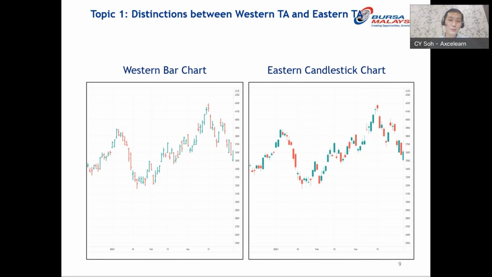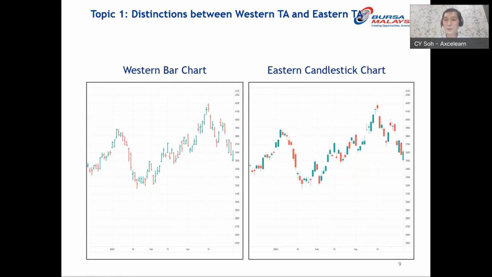Now, a question for you. How many of you here use bar chart to trade? Can you type into the comment box, put I in the comment box? How many of you actually use bar chart in your trading? I would like to know how many of you are still young in the market, or have been in the market for quite some time already.